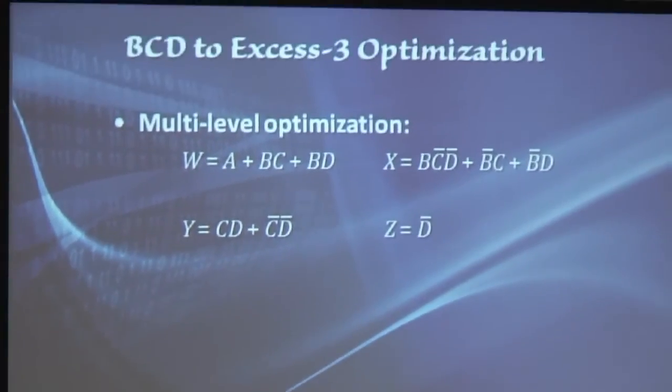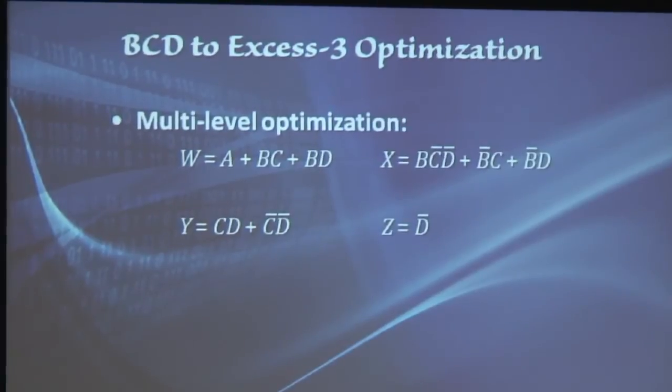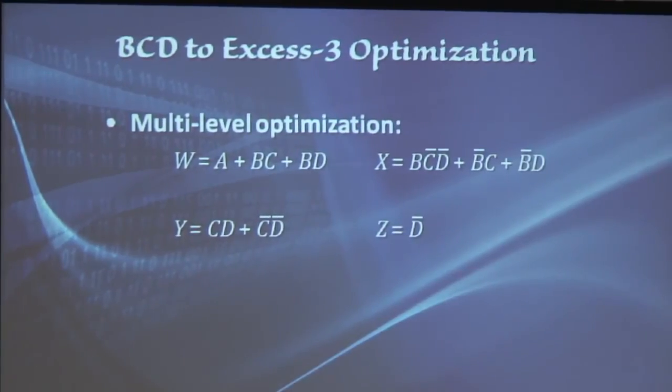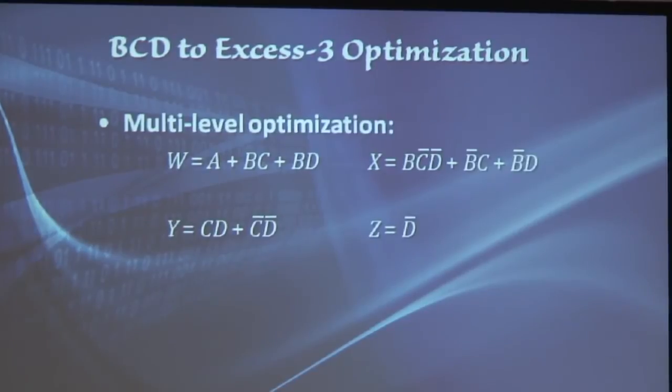Now, what if I tell you I don't want to optimize it for 2-level, I want to optimize it for, say, gate input costs. So I want some multi-level optimization. So we know that to do multiple level optimization, we'll start off with trying to factorize the expressions.